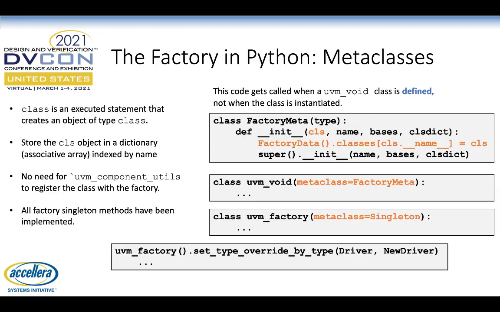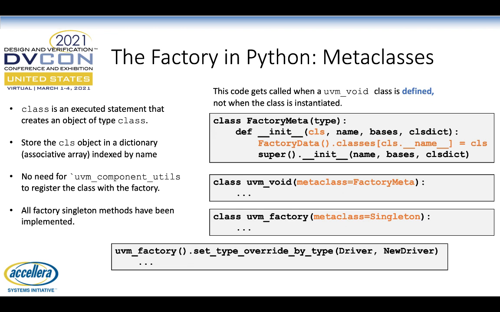So why don't our classes need to be registered with the factory? How are they automatically registered? That's implemented in Python using metaclasses. Metaclasses are used to initialize a class object. When you say class, say ALU test, it creates an object called ALU test of type class. And that object needs to be initialized.